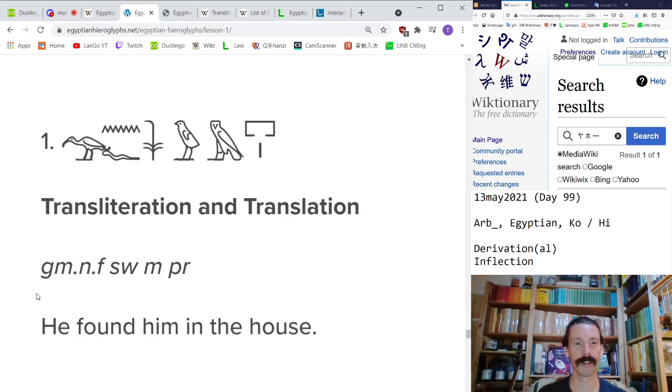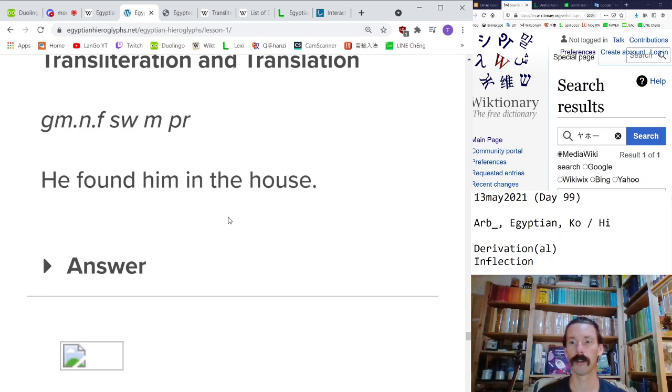So, gm is the biliteral one at the beginning, and then nfr, and then a sw biliteral. Not quite. Sa is one, and then wa is the quail chick. So this owl is an M, right? And then pr is the determinative, house. I think that's just the word for house, right? Just a determinative. It would be part of the spelling, pronounced. You're right, yeah.